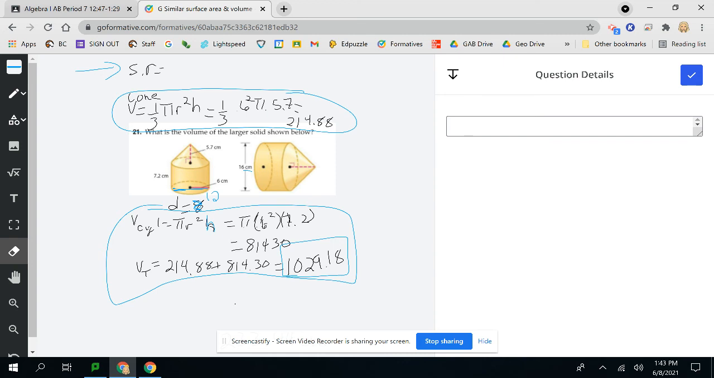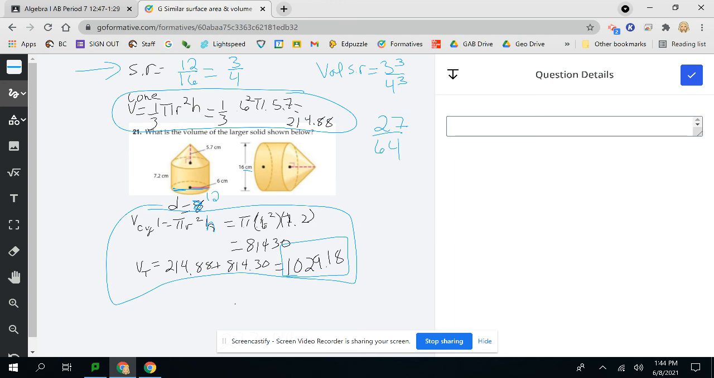So our ratio is 12 over 16, which I can reduce because those are both divisible by 4. So that's 3 over 4. So our similarity ratio of the sides is 3 over 4. So then our volume similarity ratio is 3 cubed over 4 cubed, which is 27 over 64.